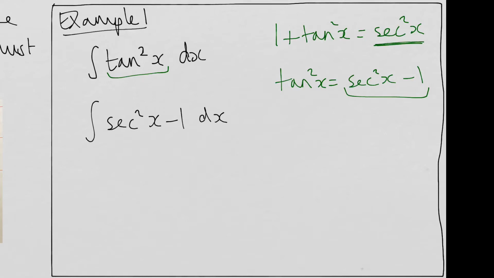So finishing off the question, we know that when we integrate sec squared of x, we get back tan of x. When we integrate minus 1, we're going to get minus x. And then not forgetting, because I've got no limits on my integral, that we then need to have that plus c. And that's the first example done.